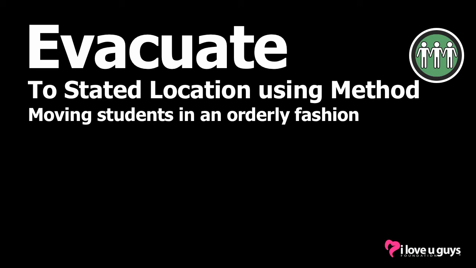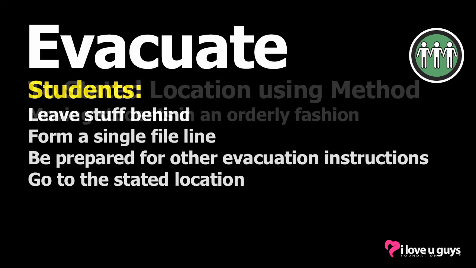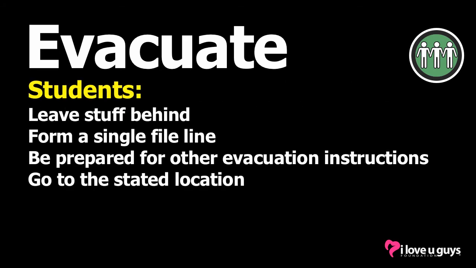Evacuate is how to move students in an orderly fashion from point A to point B. A fire drill is really evacuate out of the building. With the SRP, evacuate is always followed by a location. For instance, we would evacuate to the blacktop. Students, leave your stuff behind. Listen for the evacuation location, usually the blacktop. You may be given additional instructions on how to evacuate, so listen to your teachers.